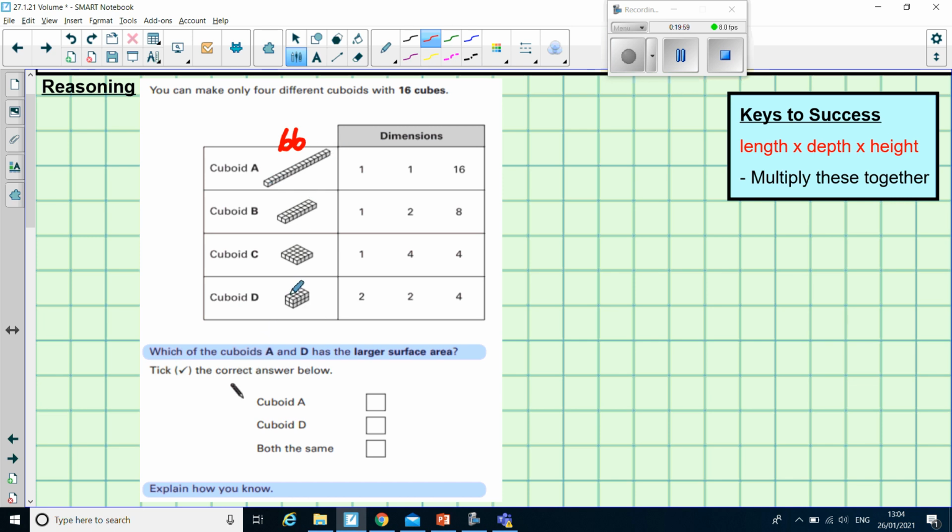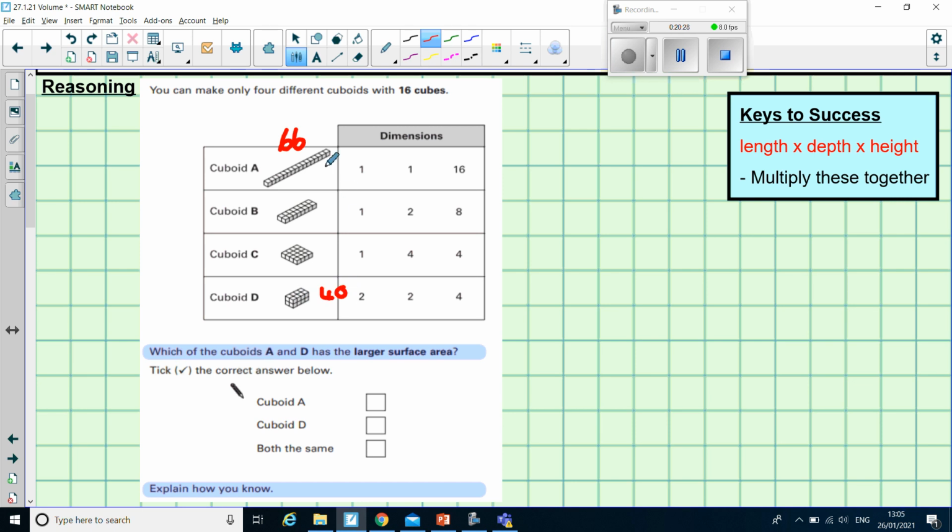Cuboid D, just looking at that, I can see there's 8 on the top, and I can see 8 on the side, and there'll be 8 on the bottom as well, won't there? And 8 on the other side. So 8 add 8 is 16, add another 8 gives me 24, add another 8 gives me 32 so far, plus there's 4 on this end, plus there's 4 on the other end. So 32, add 4 is 36, add the other 4 gives me 40.